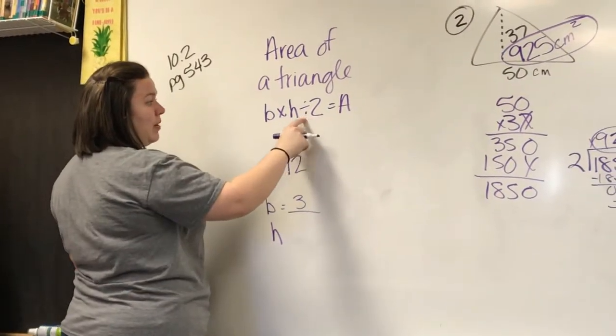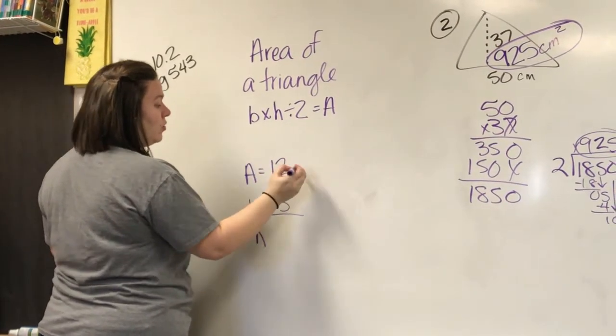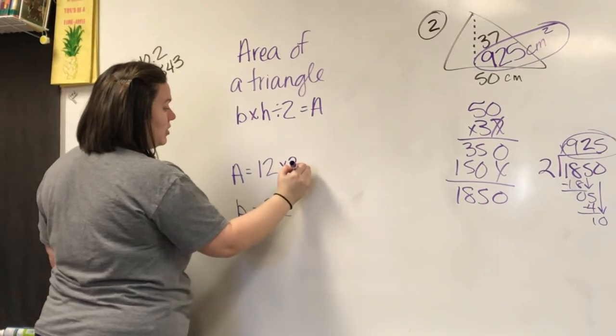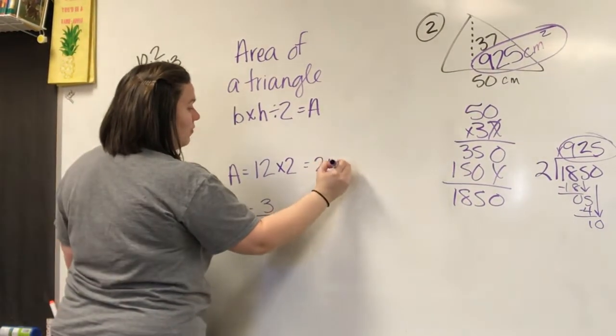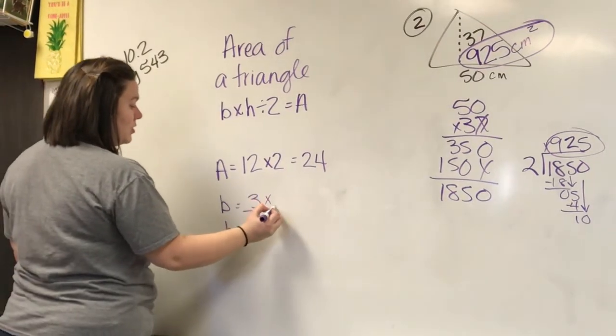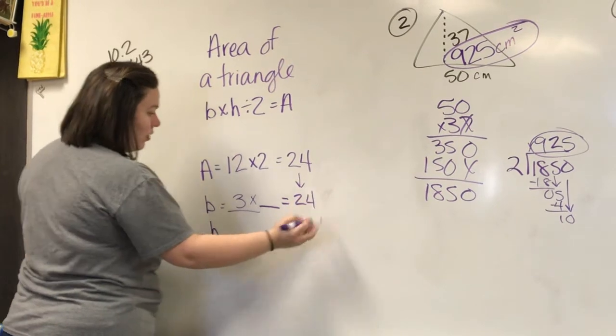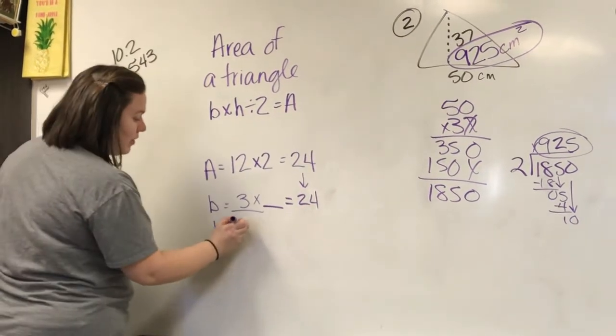Instead of dividing by 2, you have to actually double this area. So first thing you have to times by 2. Now you have 24. 3 times something gets me 24. My answer of the height would be 8.